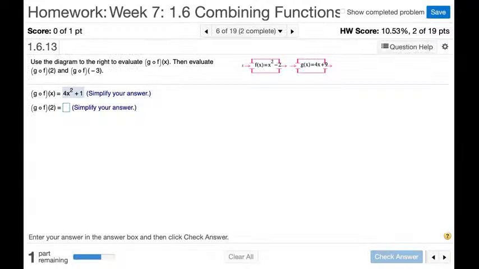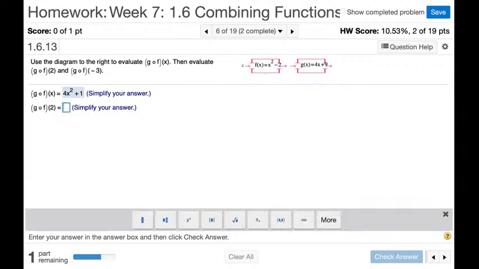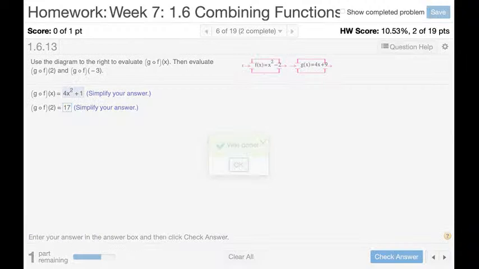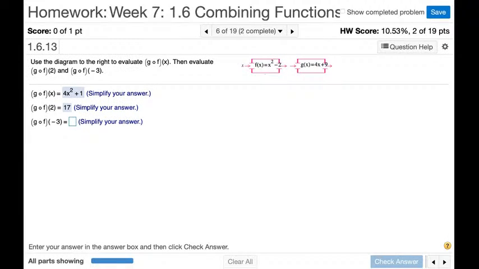So then if we plug in 2, 4 times 4 is 16, so that's going to be 17. When we plug in -3, 9 times 4 is 36, so then 37.